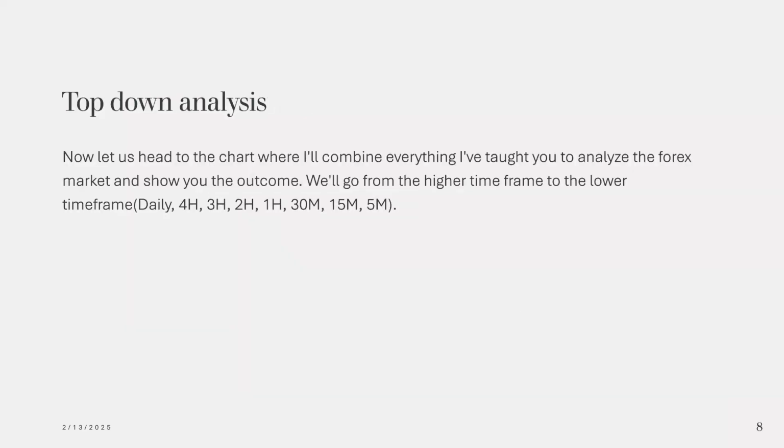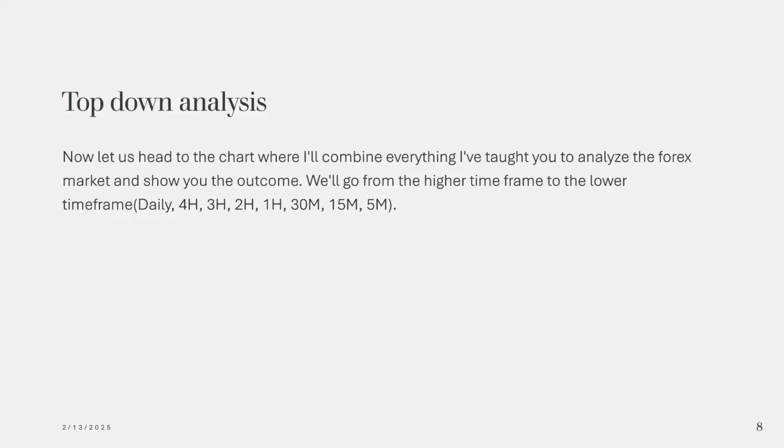So now we combine everything I have said here with top-down analysis. What is top-down analysis? Top-down analysis is simply picking the trend line, support and resistance zone, order blocks, and candlesticks from the higher time frame to the lower time frame. The higher time frames mean weekly, daily, 4 hour, 3 hour, 2 hour, 1 hour, 45 minutes, 30 minutes, 15 minutes.